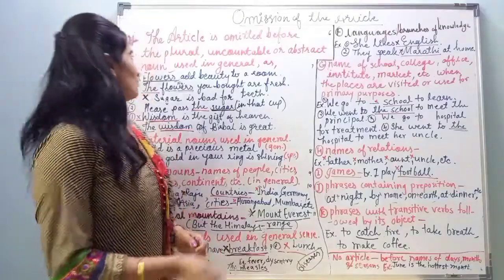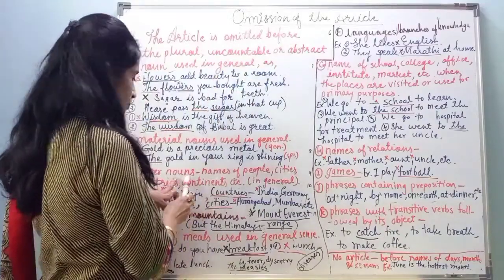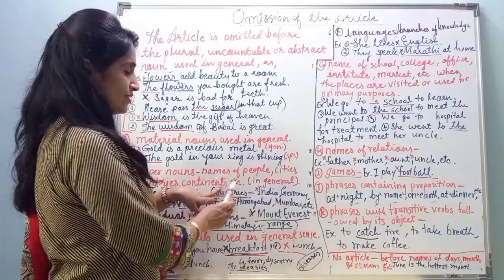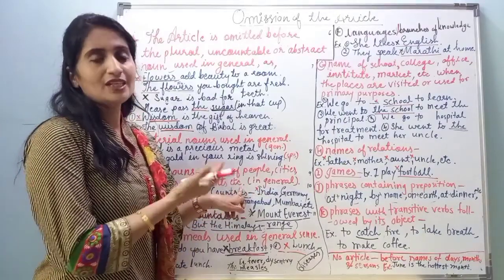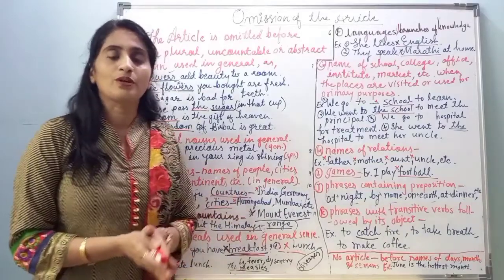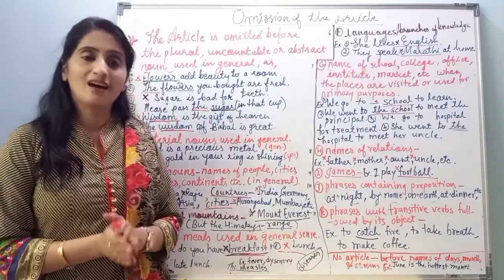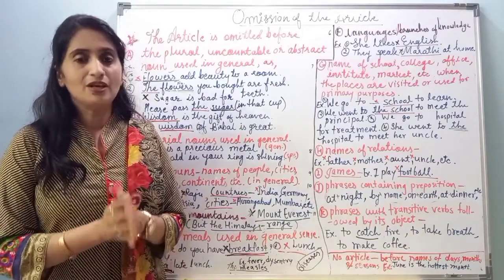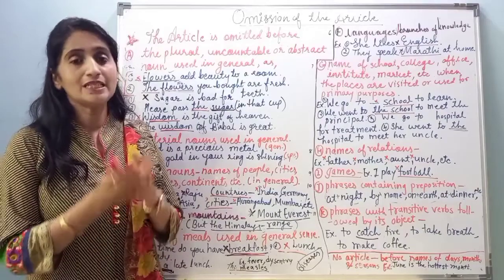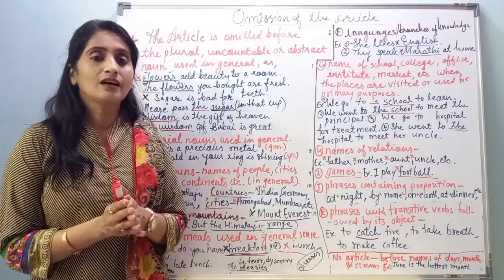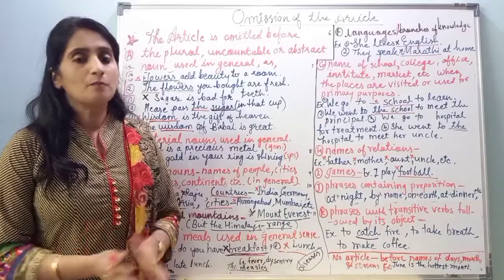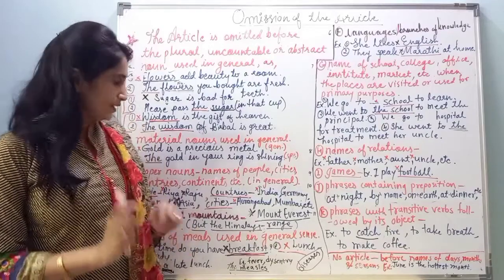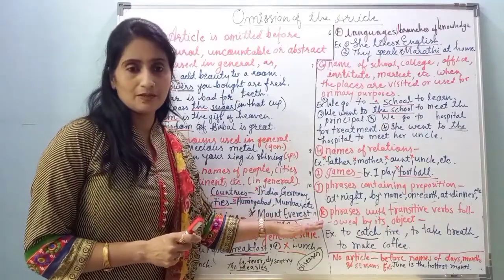See the third rule now. The article is omitted before proper nouns, names of people, cities, countries, continents, etc., if they are used in general. Means before proper nouns, we should not make use of any article. But what is a proper noun? A particular name given to a person, place, thing, etc. is called a proper noun. Before proper noun, we should not make use of any article. Fine then. Here I have written some examples. Let us study them.